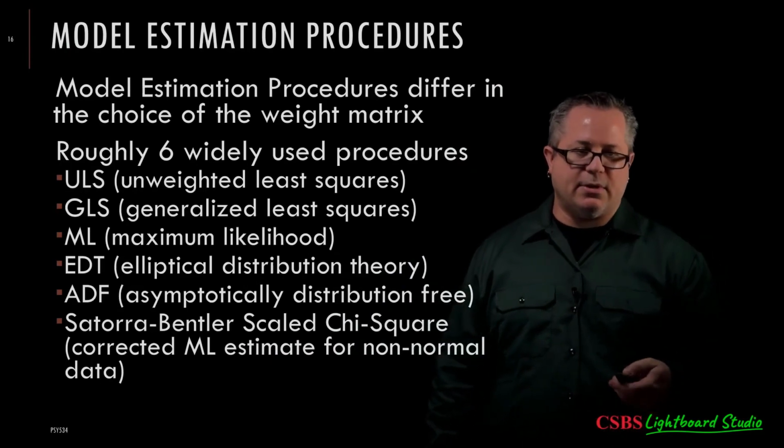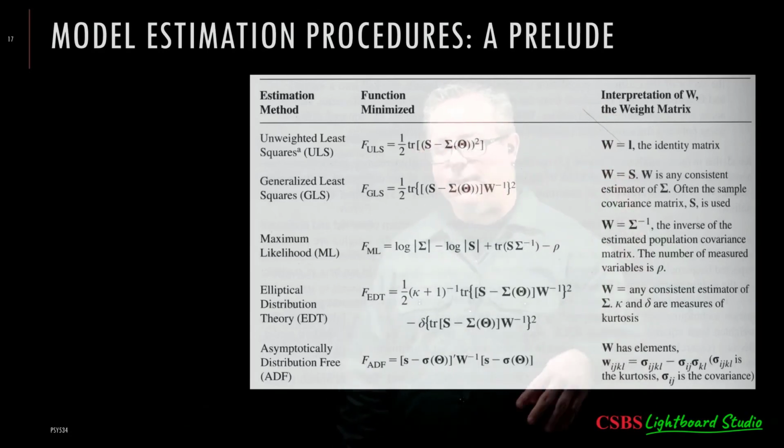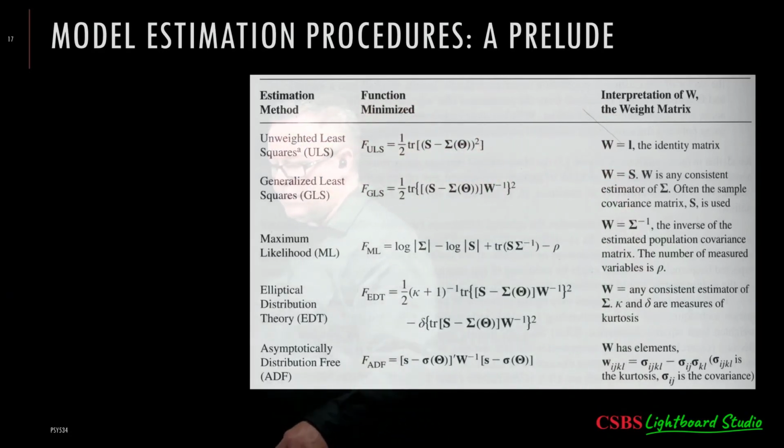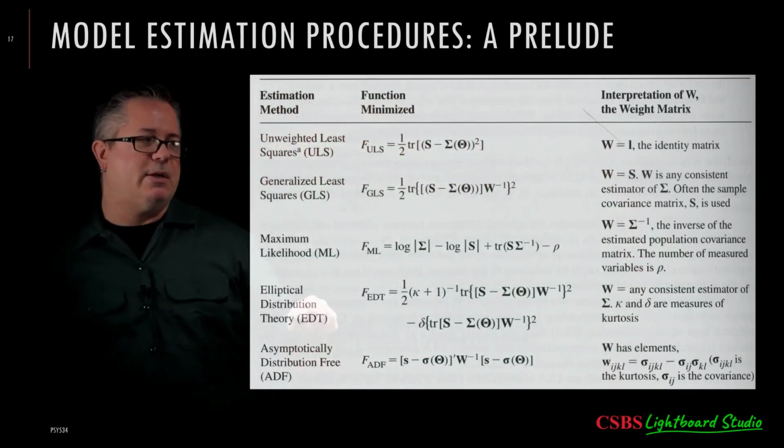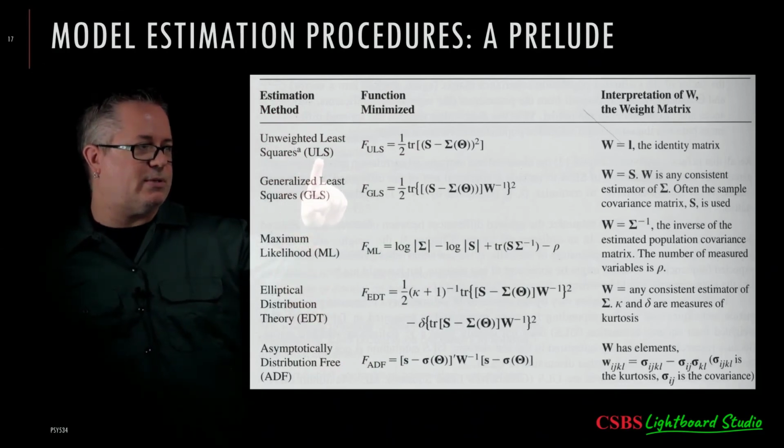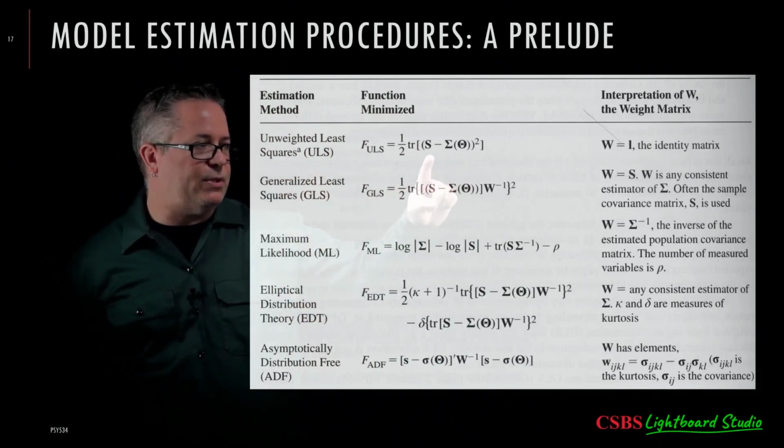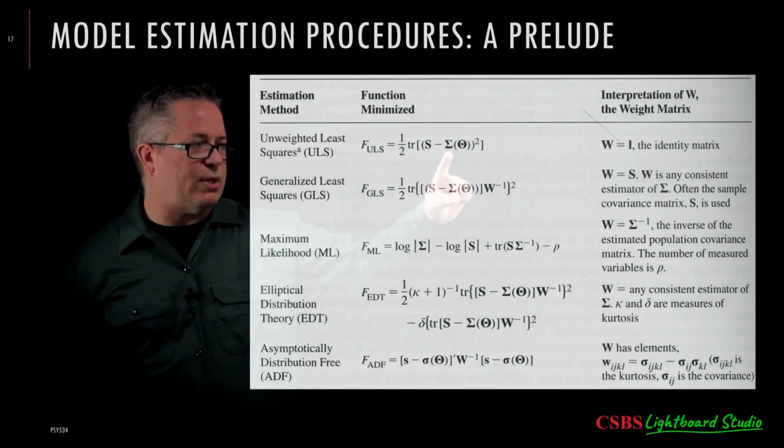Okay, so again, this is not something you need to memorize or know the specifics of, but this just goes through unweighted least squares. You have that difference between the two of those. So this is just writing sigma as a capital, but S minus sigma theta squared, okay?